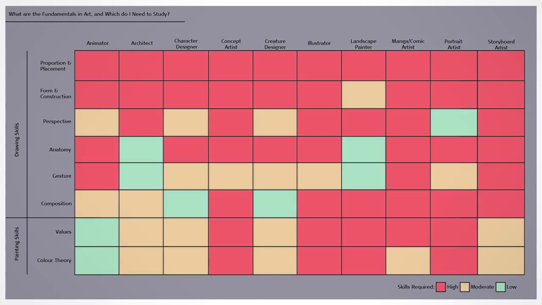Now there are some deceptively simple things. For instance, for architect, you see the skill required for perspective is high, but it's actually very high. It's higher than, let's say, a concept artist perhaps, or an illustrator, although for them they need to know perspective as well. And for an animator, when you look at it, you really need to know your proportion and placement, forming, construction, anatomy, and gesture, but you don't need as much knowledge in perspective or composition and values in color theory.